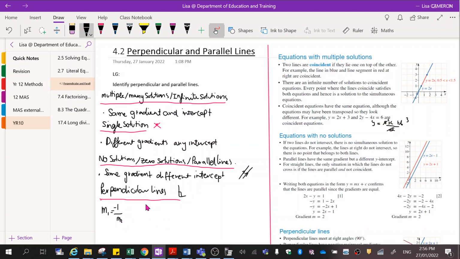So if I had an equation that looks like this, y equals 2x plus 3, I don't care about the intercepts, they can be anything. A perpendicular line to this equation would be y equals negative 1 over 2 x plus 3, or x plus 7, or x plus whatever. But that is the important piece of information. If this is a 2, then this is negative 1 over 2. If this is my equation, then this would be a possible perpendicular line to it.